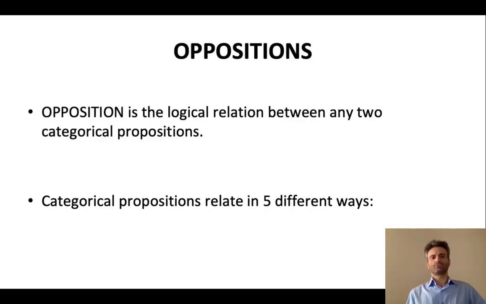By opposition, I mean the logical relationship between any two categorical propositions, between A and E, A and I, A and O, E and I, whatever. All these relationships. So what are these relationships? Well, it turns out that there are only 5 relationships. Let me list them one by one and explain them. They're very important.